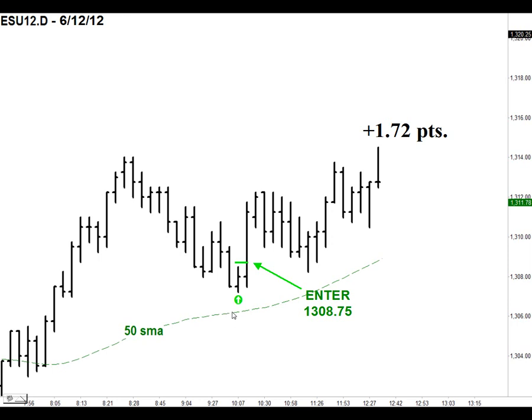Now here's a perfect setup for strategy number 1. This is a great strategy to trade on the E-minis if you're more of an intermediate type trader, when you're holding the position for an hour or two. Now we had a great setup to go long at 1308.75.